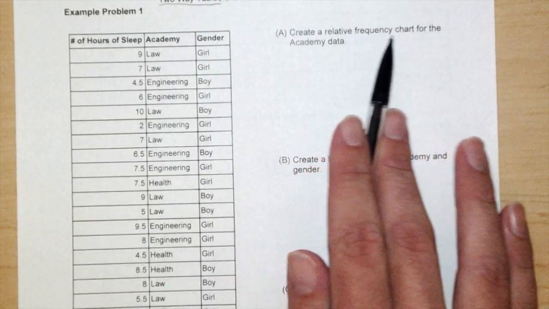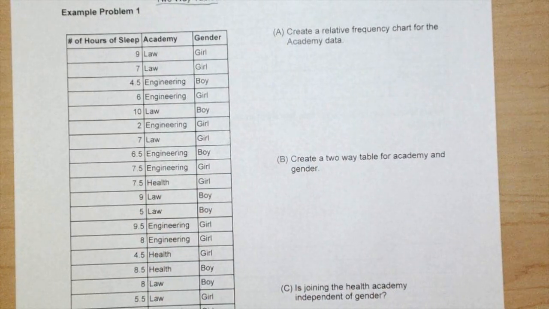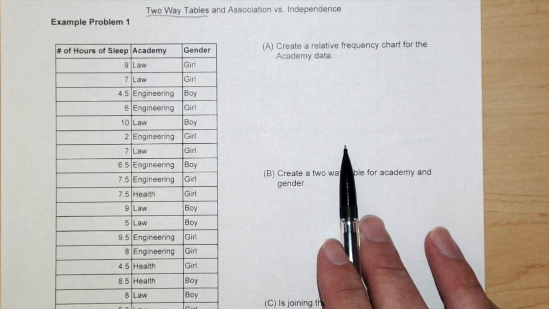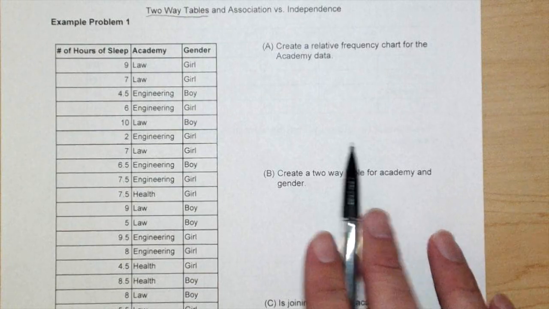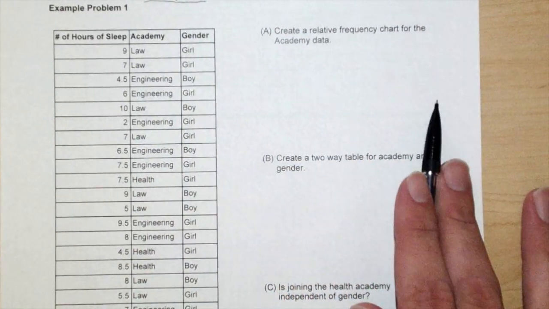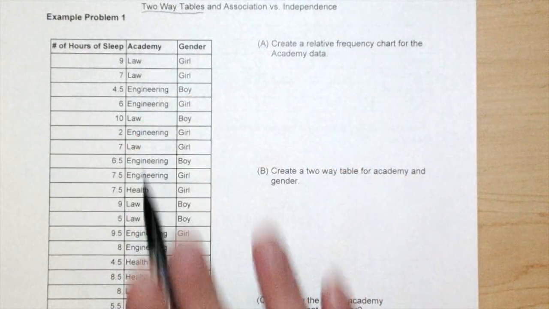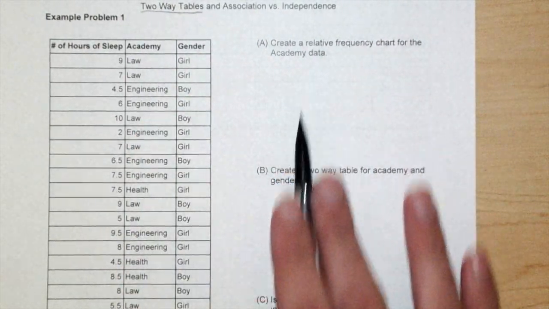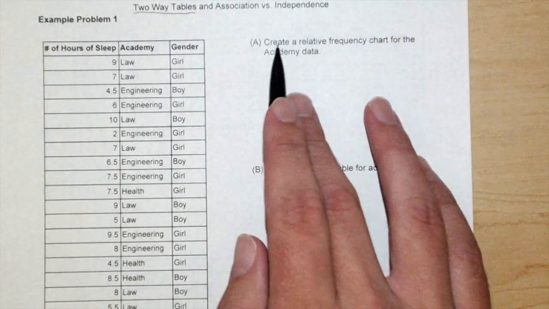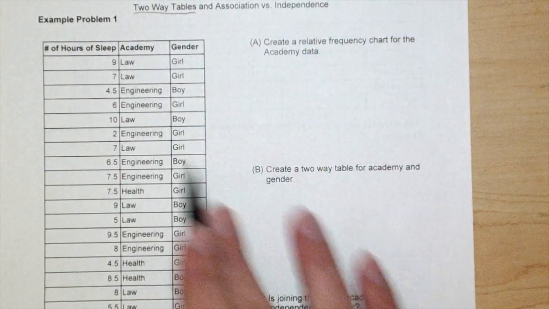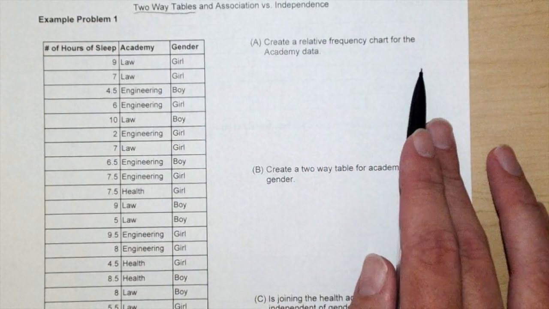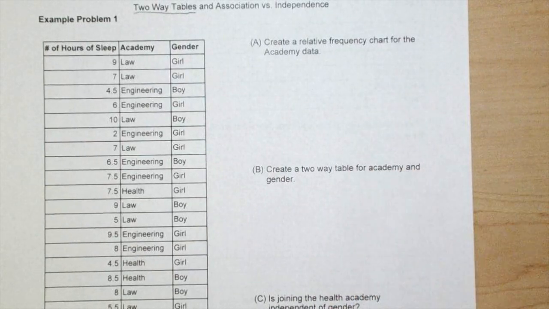It says to create a relative frequency chart for the academy data. And what I want you to remember from the very beginning of the year is that the best way to take a data set and organize it is to make a table or a chart, right? So if you have categorical data, the chart that we created in the beginning of the year that you can still create, has every category, which in this case are the 3 academies, and then their frequency, which is the number, and their relative frequency, which is the percent.